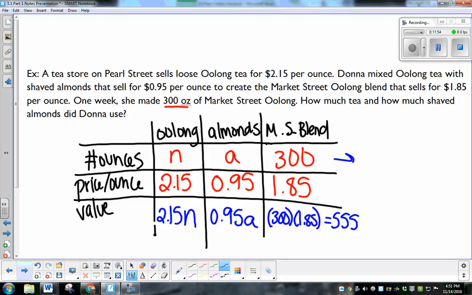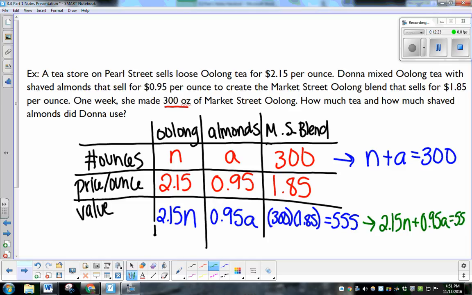So I know that when I add up the oolong tea plus the almond ounces, I get 300 ounces total. So there's one of my equations. Just N plus A equals 300. Ounces of oolong plus ounces of almonds equals 300. And I can't really get anything from the second row, but in the last one, I know that if I add up 2.15 times the ounces of oolong tea, plus 95 cents times the number of almonds, I end up getting, I can barely fit it on there, $555. That says 555. So those are the two equations I'm going to use in my system here.